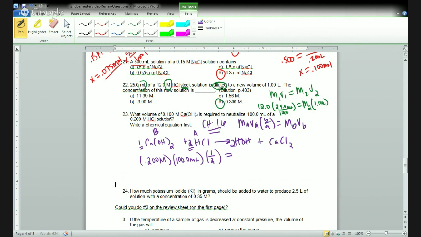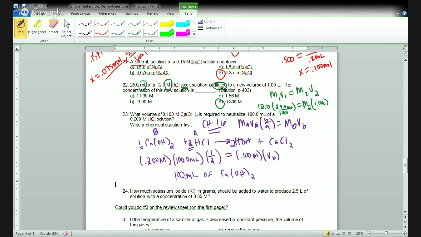I'm going to look for molarity of my base. It tells me it's 1.00, and I'm solving for the volume of my base. So in my calculator, I would do 0.2 times 100 times 1/2, and then I would divide it by 1. And that gets me, I don't think I did that right in my calculator. Let's try that again. 0.2 times 100 times 0.5 divided by 1. No, that's right. So it would need 100 milliliters of my Ca(OH)2.